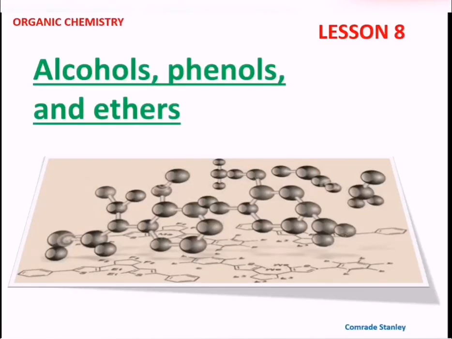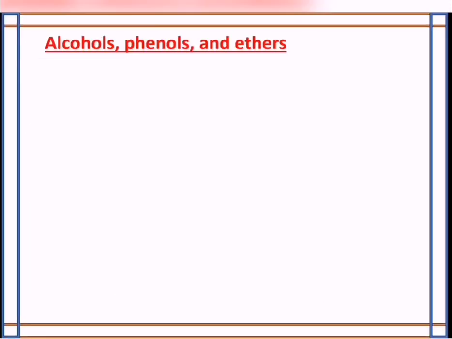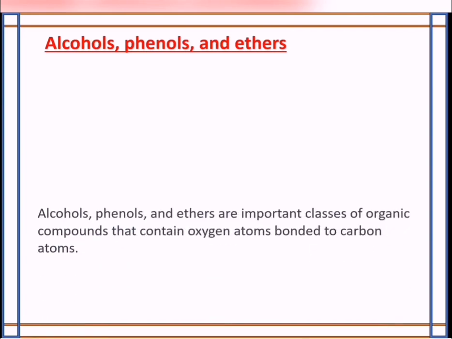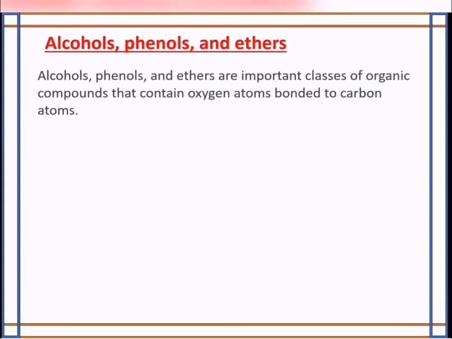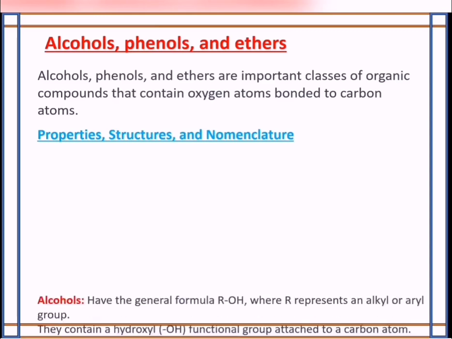Welcome to lesson 8. Today we are going to be looking at alcohols, phenols, and ethers. Alcohols, phenols, and ethers are important classes of organic compounds that contain hydrogen atoms bonded to carbon atoms. They exhibit unique properties, structures, and nomenclatures, as well as distinct behavior in terms of hydrogen bonding, solubility, and acid-base properties. Let's look at their properties, structures, and nomenclature, starting with alcohols.